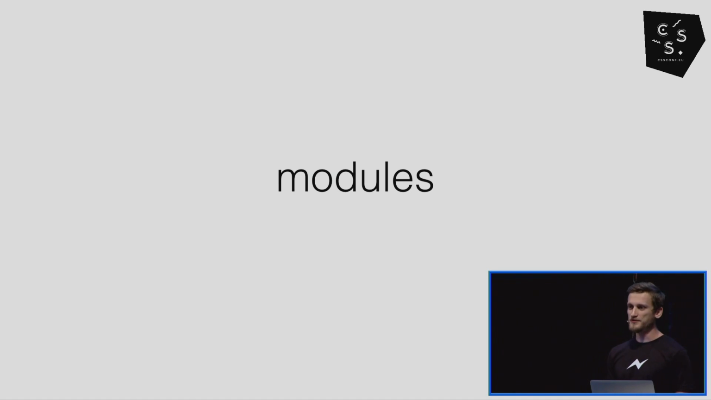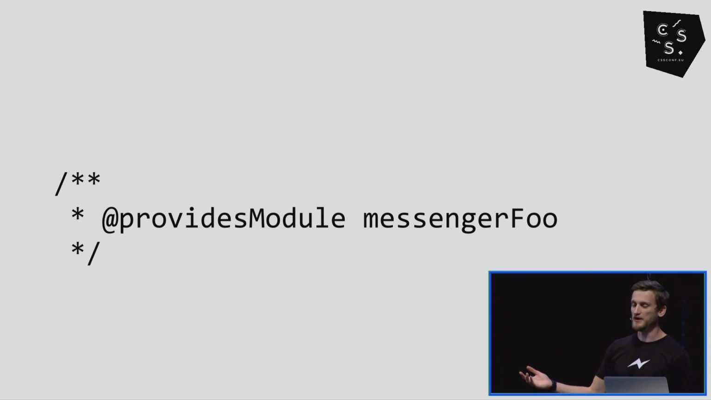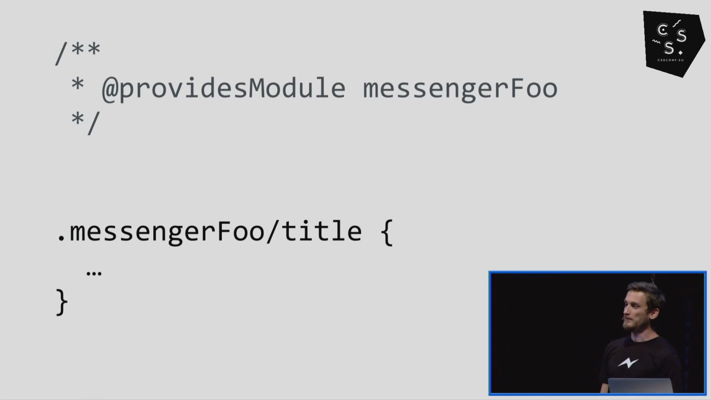How we make modules is the same as everyone else. We will define one, just messenger foo. It lives in the file that has the same name, messenger foo. We just add this doc block to the beginning of the CSS file, and we're ready to get started. We add our rules, but we have a special kind of syntax, as you can see. We use the name of the module, and then a slash, and then the actual rule name. This makes it very easy, whenever you look at the class name, to know what it belongs to.